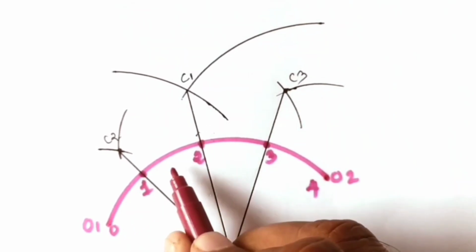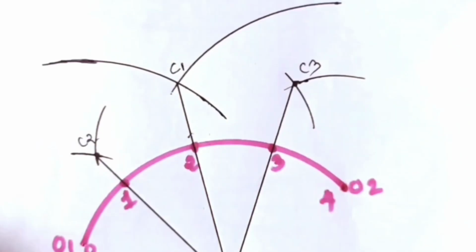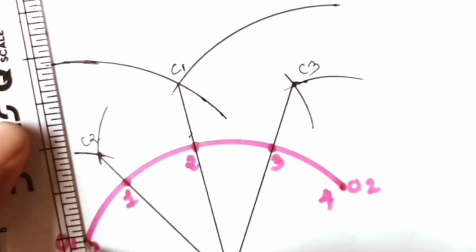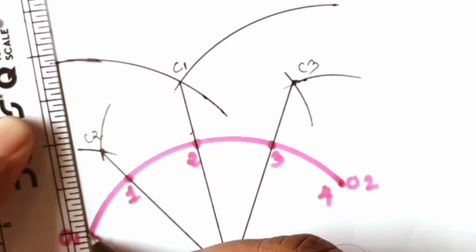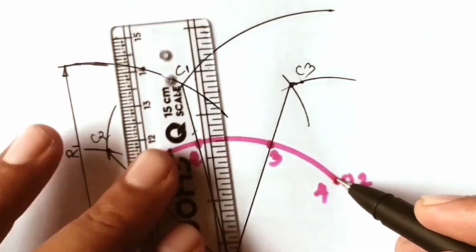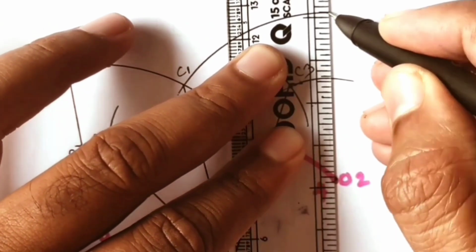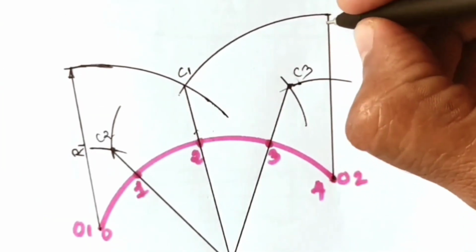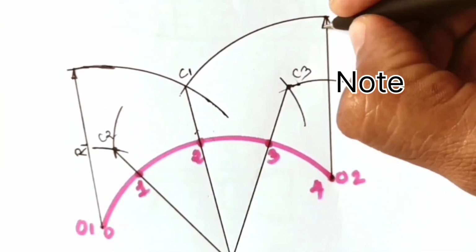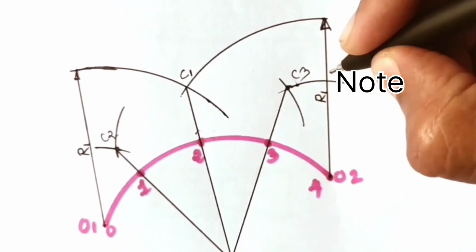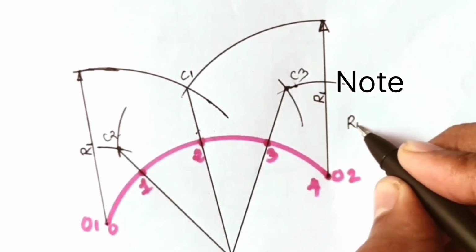By following the same method, you can divide any arc into 2 raised to n number of equal parts. And students, always remember, while drawing the intersecting arcs, you must take a radius greater than half of the arc length.